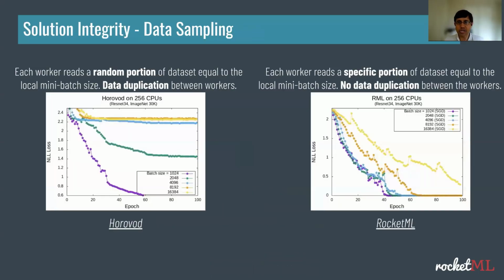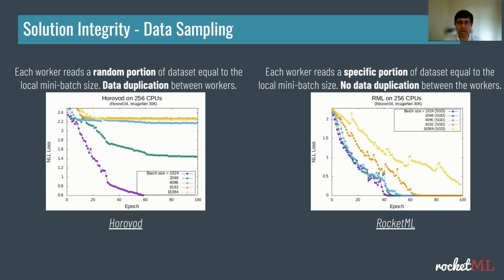The other aspect is solution integrity. This is the third tenet that we were talking about. The data sampling aspect affects your solution integrity. Here, on the left-hand side, I have Horovod, and on the right-hand side, I have our implementation of distributed deep learning, which is RML. On the left-hand side, each worker reads a random portion of data. Let's say I have 1024 as my global batch size, and I'm using 256 CPUs.